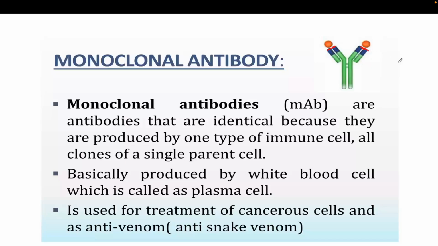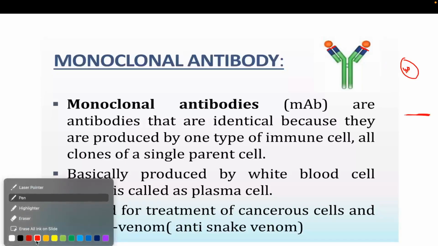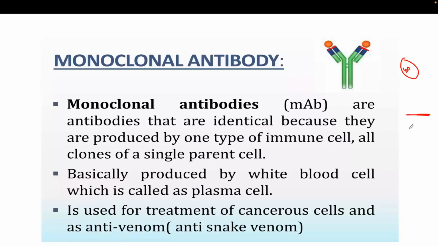And what are polyclonal antibodies? Suppose in your blood there are different types of antibodies present, and each antibody has specificity toward a different type of antigen. Monoclonal means this antibody has single specificity toward the antigen. Suppose this is a very big antigen, and this part has one epitope, this part has another epitope, and this part has another epitope.